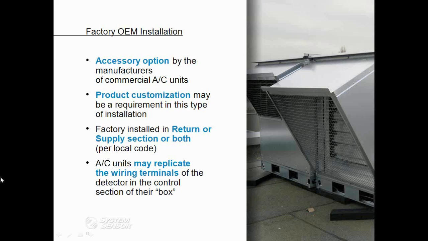Sometimes the manufacturer of the rooftop unit may replicate the duct smoke detector wiring in the control section of that rooftop unit just to allow for easier access to that part of the detector. Another thing to point out is this is something that can be easily accomplished if you're utilizing the split feature of the System Sensor duct smoke detector, where the sensor and power board can be installed separately.